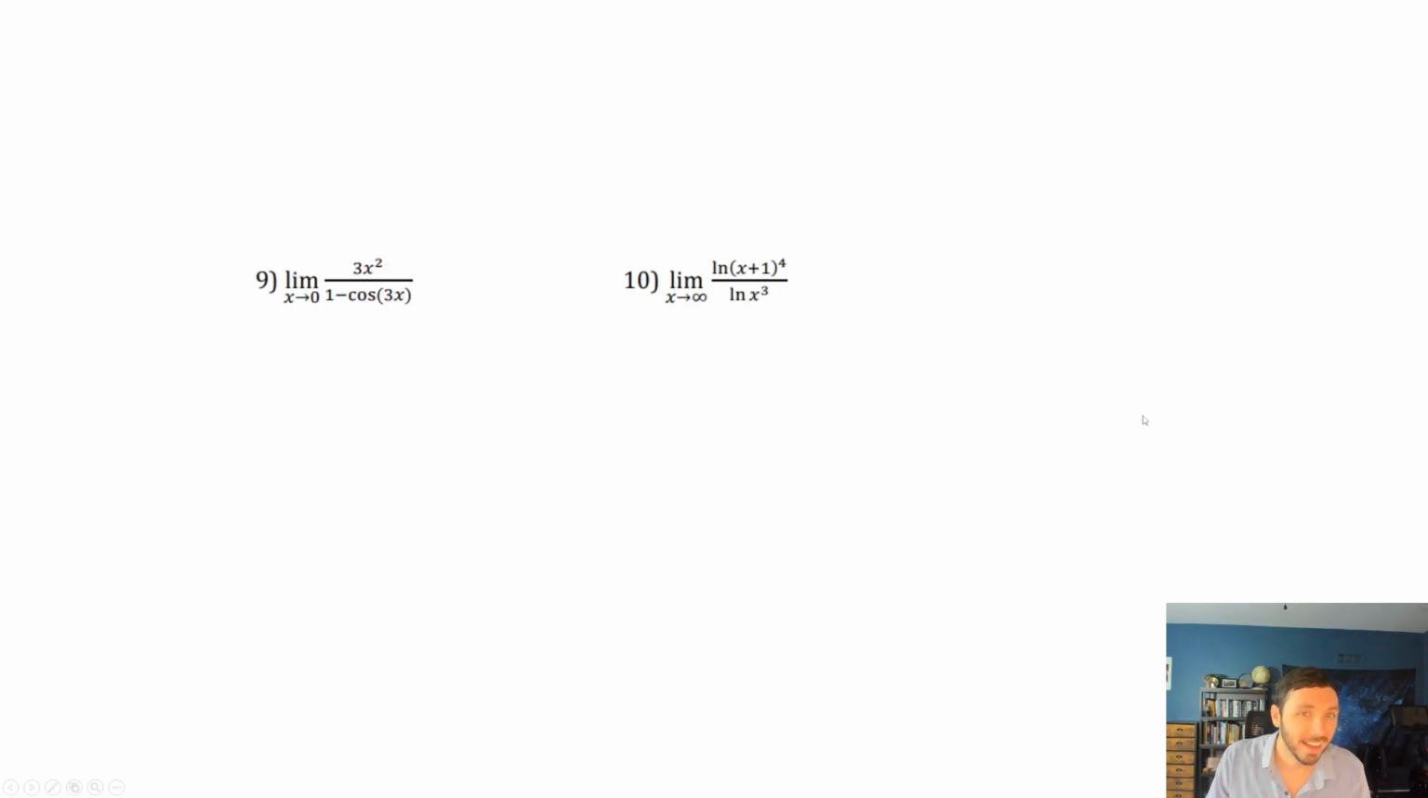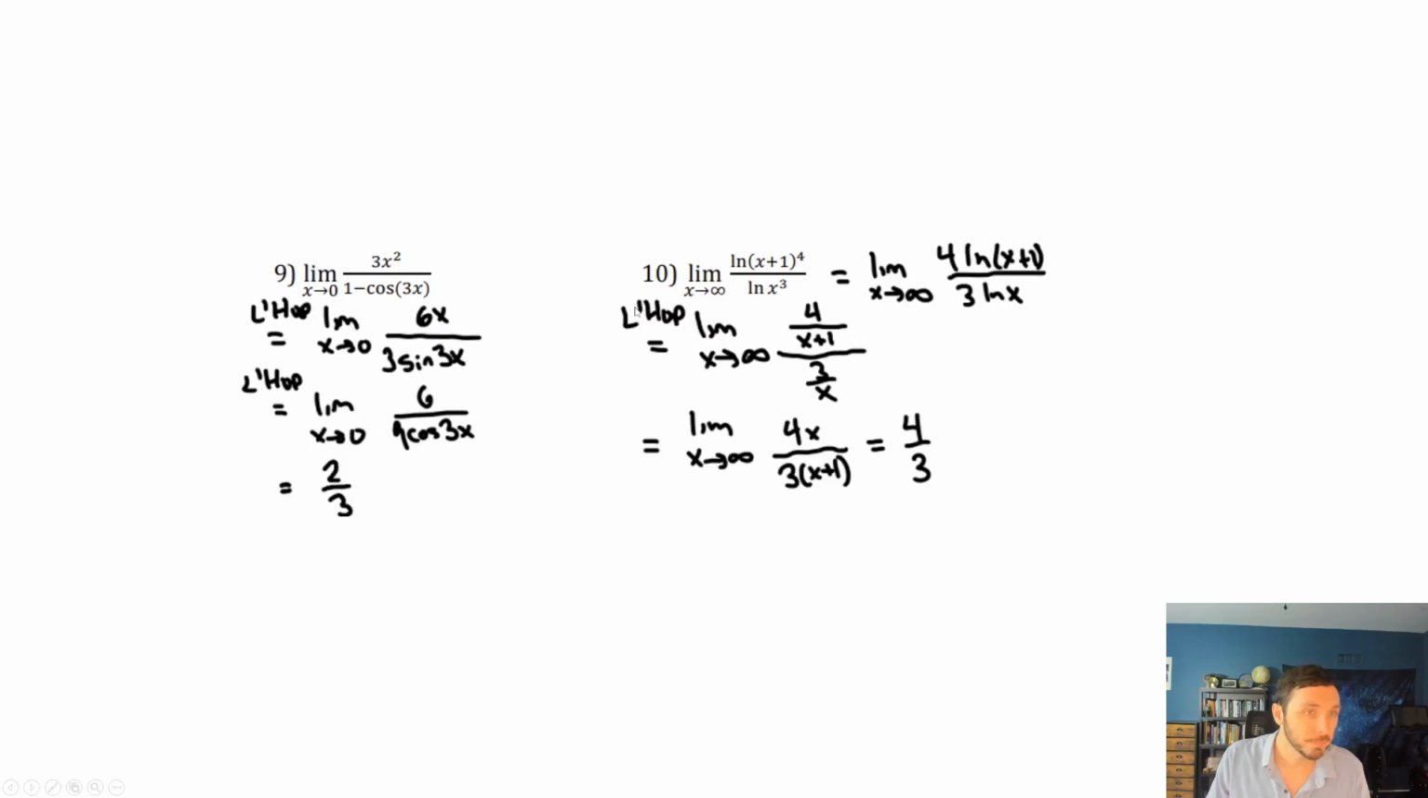Okay. And then last 2 of this round of practice through L'Hopital. So if I am approaching 0 for this expression, and here I'm approaching infinity. So 3, 2, 1. 2 different L'Hopitals. Did have to use L'Hopital in both. Here's the fun part, though. Within 9, you had to do L'Hopital twice.